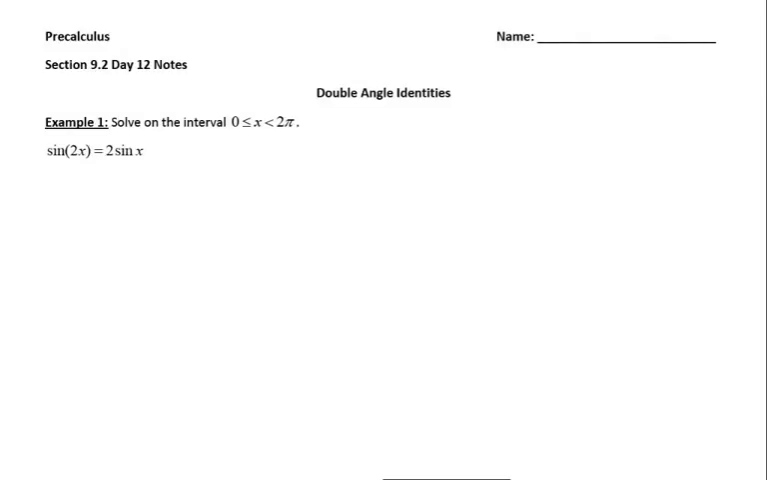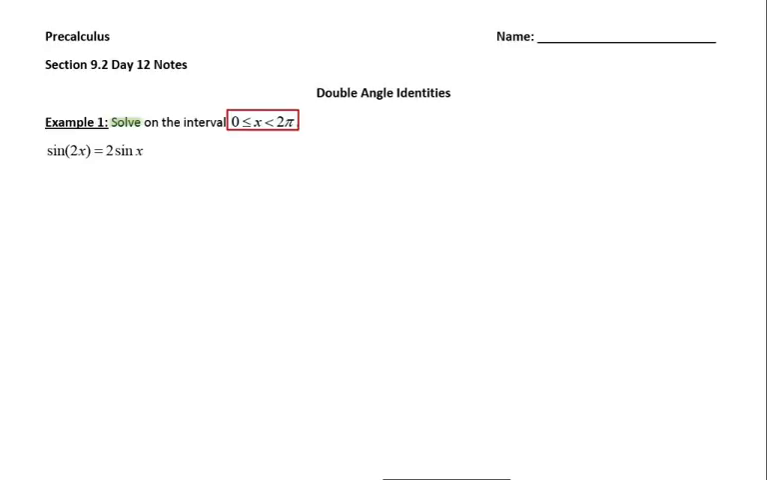So for the day 12 notes, we're going to continue to talk about double angle identities, and how to use double angle identities to solve equations. If you look at example 1, we're asked to solve on a specific interval, so we're looking for x values or angle values between 0 and 2 pi, much like we were solving equations earlier in this chapter. But we're going to be using double angle identities to first simplify the equation before we can solve.